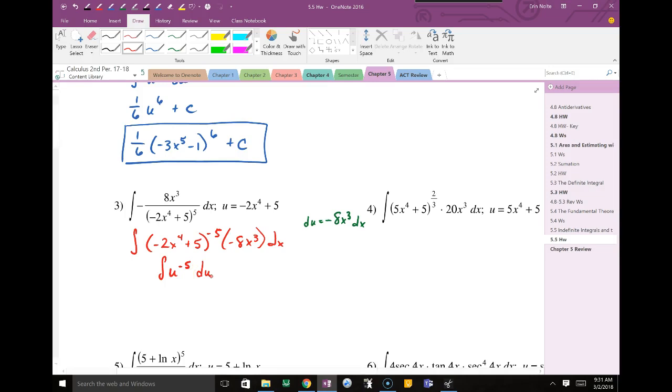Okay, let's integrate it. What's the integral of u to the negative fifth? If you add 1 to negative 5, what does that become? Negative 4. So we're going to divide by negative 4: 1 over negative 4, u to the negative fourth, plus c. And plug your u back in. Do you see how I have a negative exponent on my u? I'm going to put it into the bottom with my 4 because of the negative exponent. I'm going to write this as 4 times negative 2x to the fourth plus 5 to the fourth power, plus c. Everybody follow that?